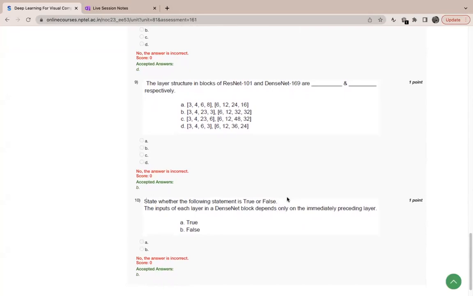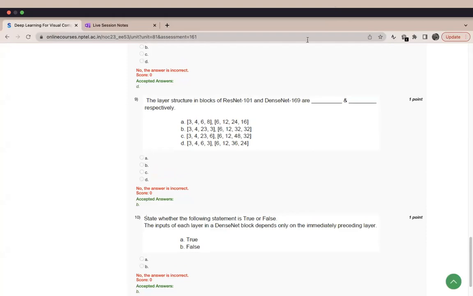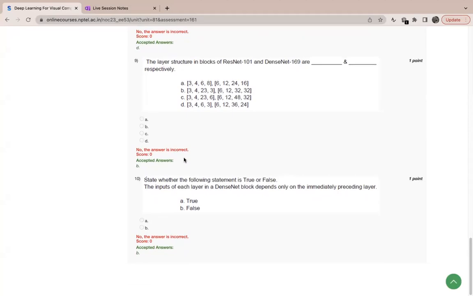Then coming to the 9th question, the layer structure in blocks of ResNet 101 and ResNet 169 are... I guess you just have to look in the answer for this, because these are very specific to architecture, and you shouldn't be remembering all the architectures and the number of blocks. You should just go to the lecture, see the number of blocks there, and answer this question. Here the answer will be B, but that is the way you should go about it.